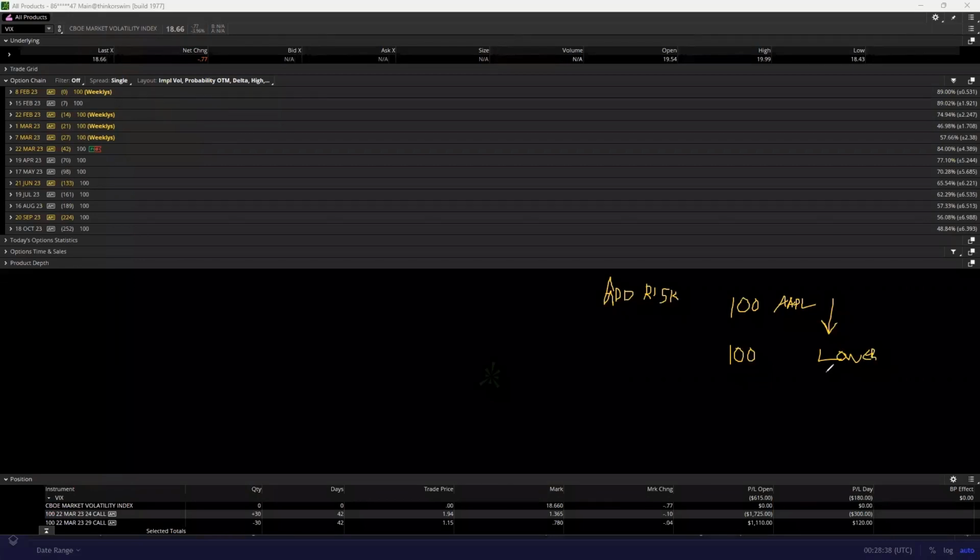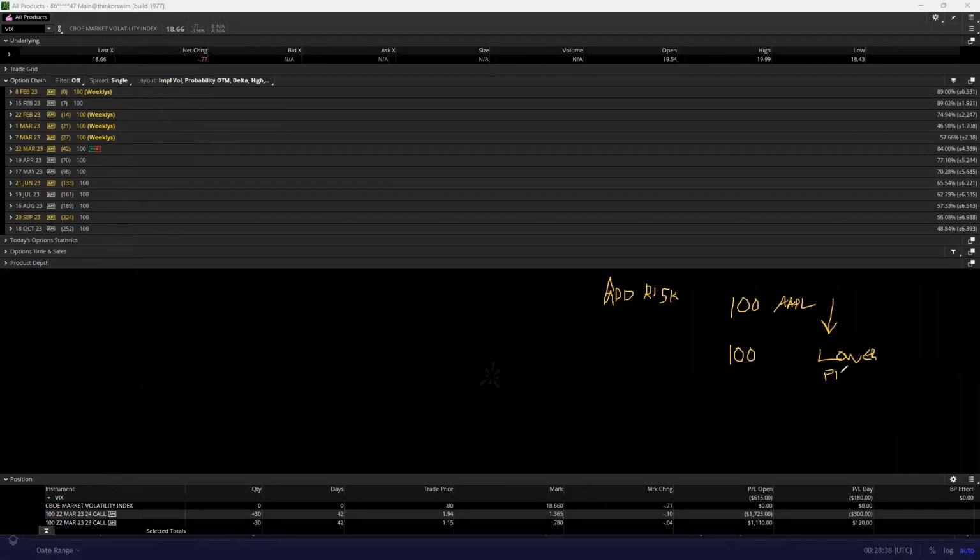Right, so that's a very basic example of an adjustment, right? But we're not necessarily changing our outlook or changing the structure of the trade. We're still long shares of Apple. We've just added to our risk. We've added to our position size. For me, this type of adjustment is a last resort.